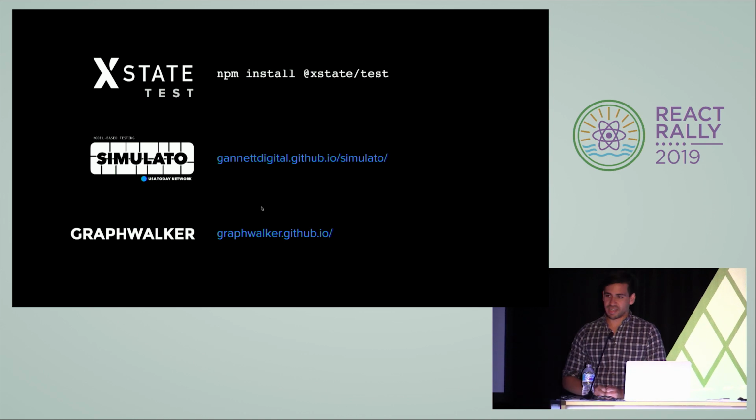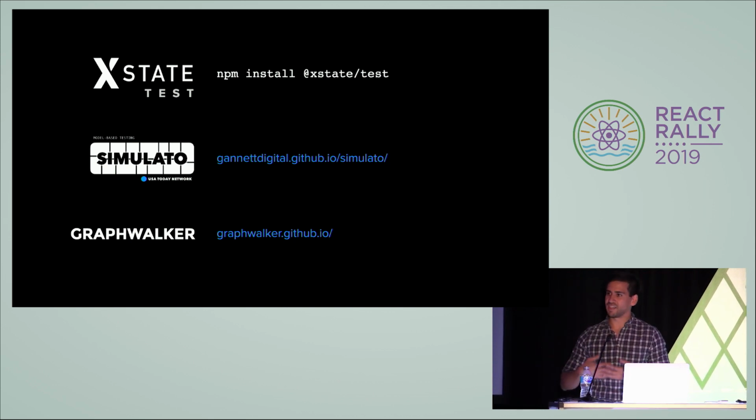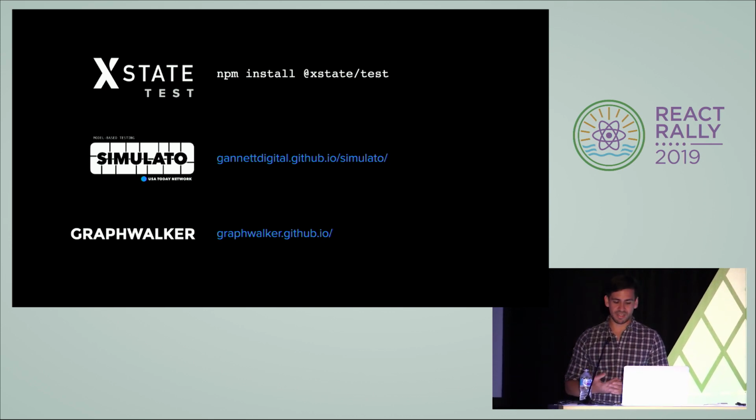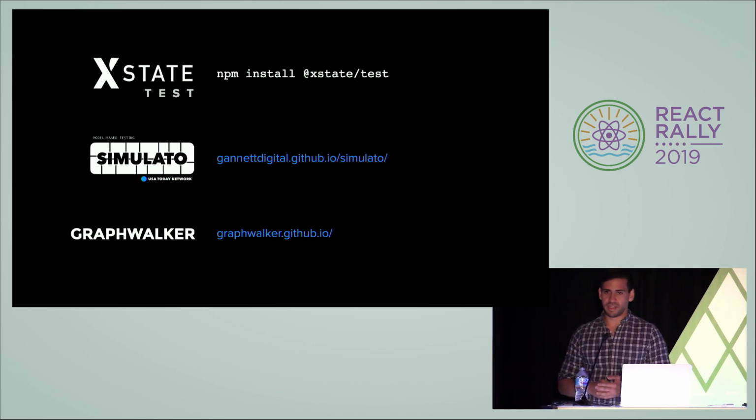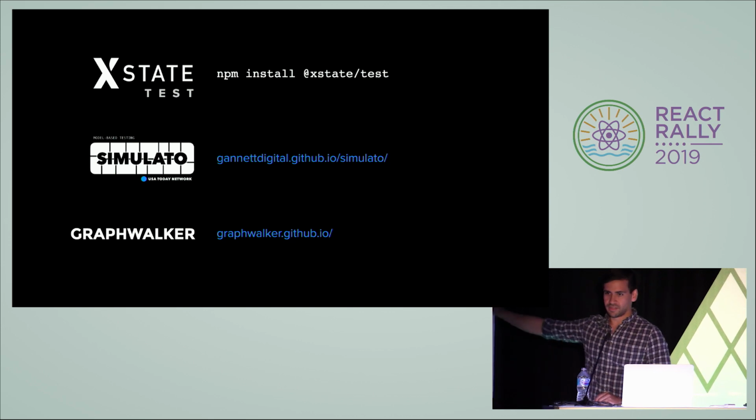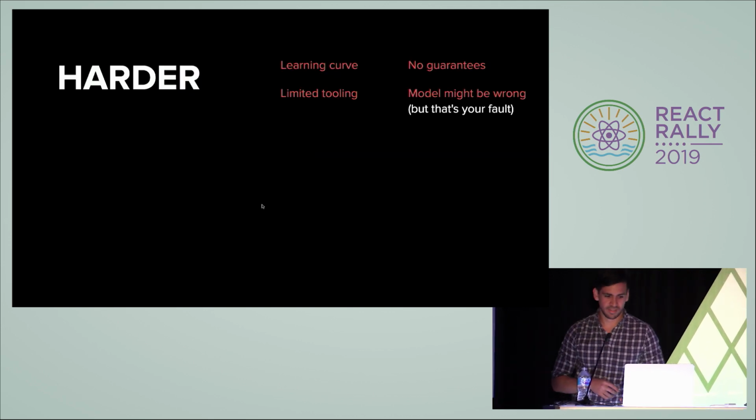I released XState Test for this, and of course, no documentation yet. But there are other similar tools for this that have existed in the past. I don't know how up to date they are, but there's Simulato, written for USA Today Network, which has similar ideas, and also GraphWalker, but that's for Java. I should have looked at that. I did the recruiter move. I'm sorry. That's for Java, not for JavaScript.